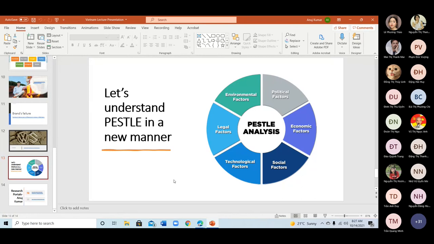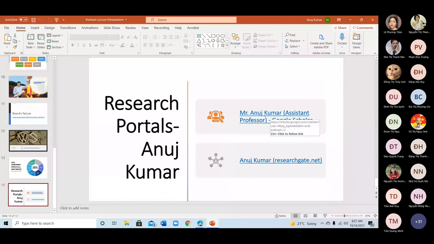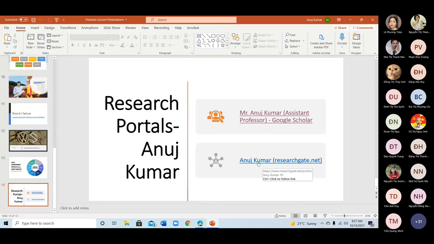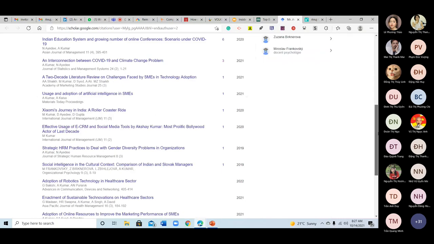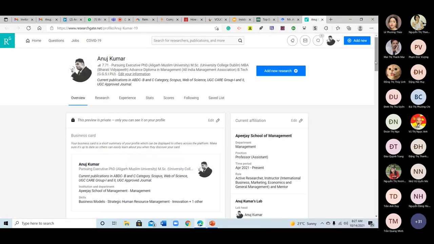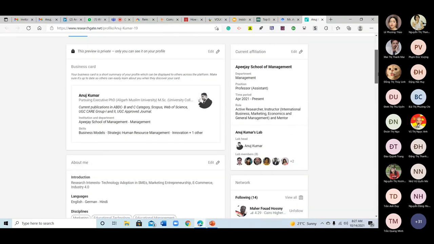I have written numerous articles and papers on the usage of technology and more. This is my Google Scholar account, and this is my ResearchGate account. In my Google Scholar, you will find, like, Xiaomi's journey in India, and how cultural differences affected Xiaomi in India. Then there is also technological adoption, so you can study those papers, how technology changed from one culture to another. This is my ResearchGate profile, so you can see my papers here also.